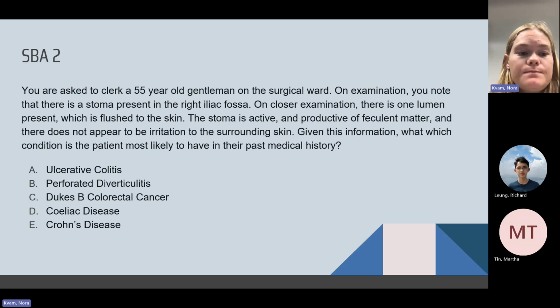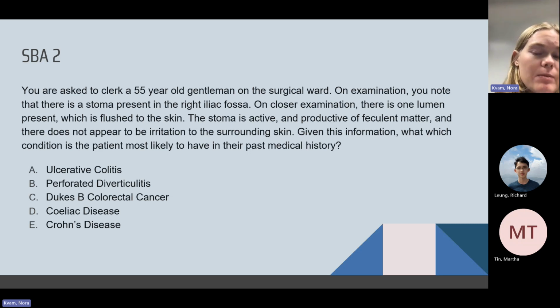So again, I think this question isn't the best written, but I'll go through it quickly. I think this is a good approach with any question like this regarding stomas. So first of all, we know that the stoma is present in the right iliac fossa, okay? We know that there's 1 lumen, so that means that it's an end stoma. There's not 2 lumens, like a loop stoma. There's 1 end stoma opening. We know that it's flushed to the skin.